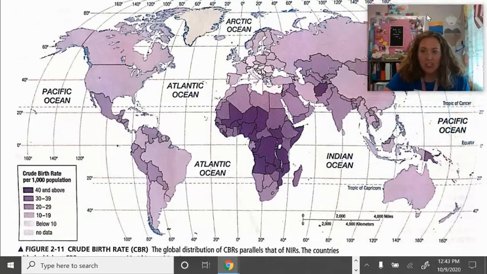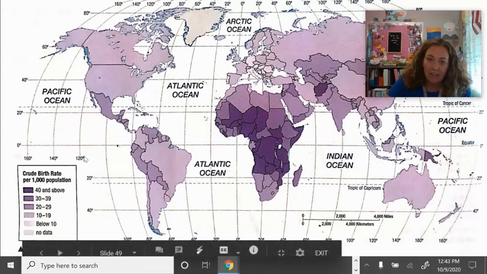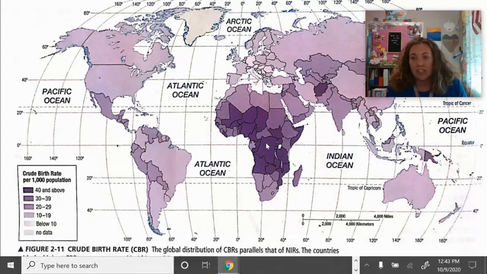So this is crude birth rate, and this is a lovely choropleth of shaded colors. Your dark purple is a crude birth rate of 40 and above, and then you get all the way down to the very light colors, which is below 10. Now, what you need to understand is that just because a lot of babies are being born in these parts, especially sub-Saharan Africa, unfortunately there is also a correlation between the crude birth rate and the infant mortality rate. More often than not, these babies do not survive long enough to become reproducers of their own.